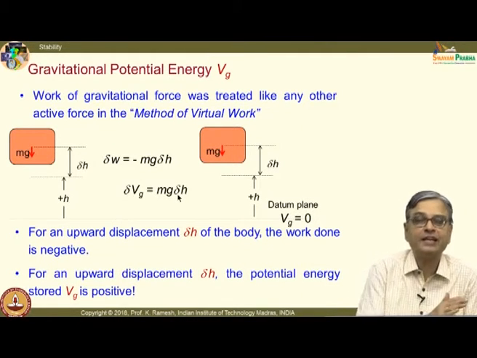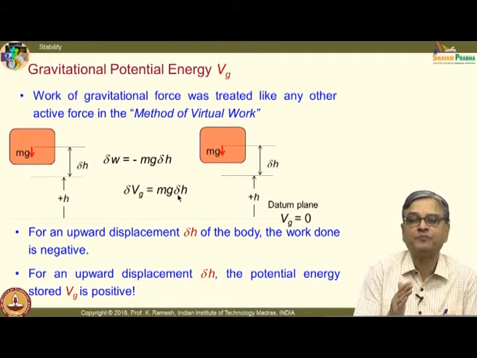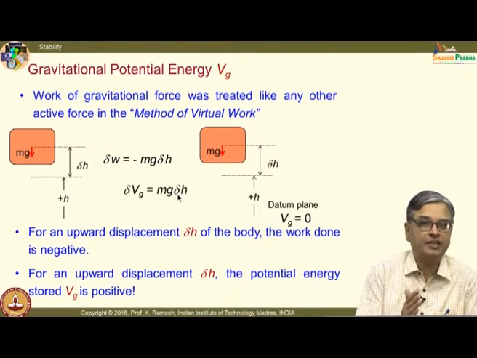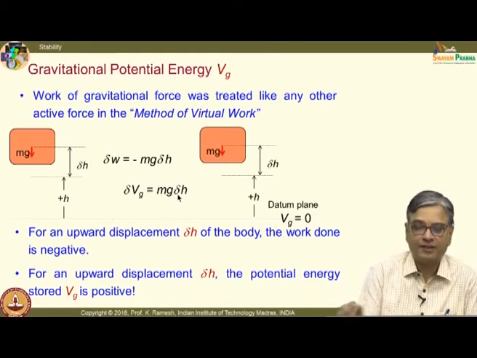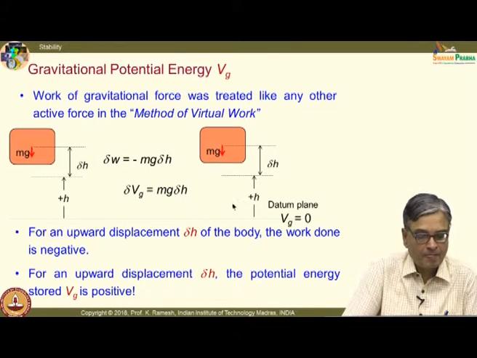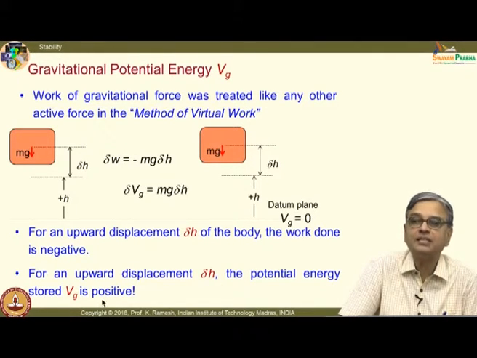So, there is definitely a sign change between the potential energy and the virtual work. They are opposite to each other in sign. This is summarized here. For an upward displacement delta h, the work done is negative. For an upward displacement delta h, the potential energy stored, Vg, is positive.